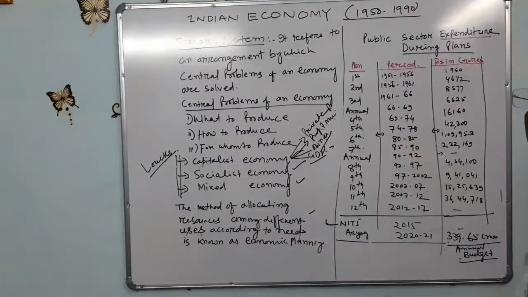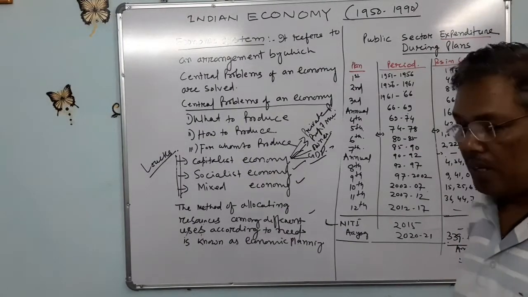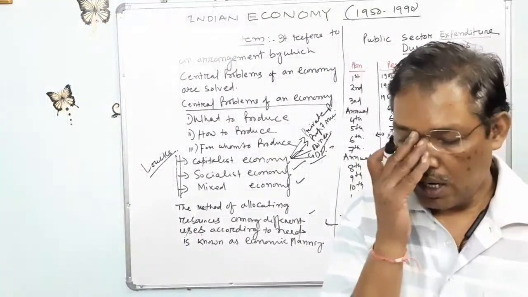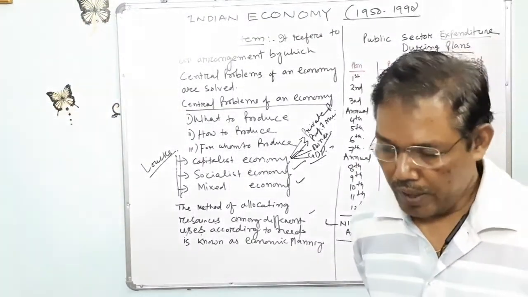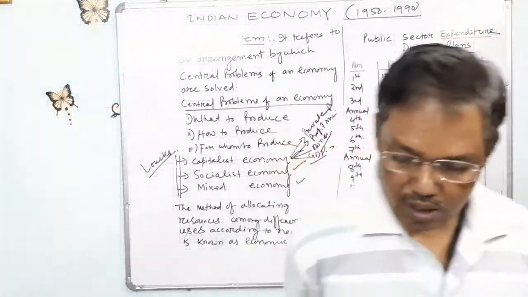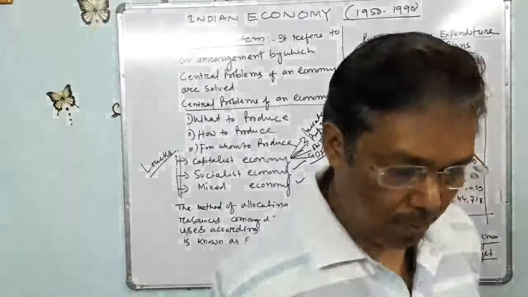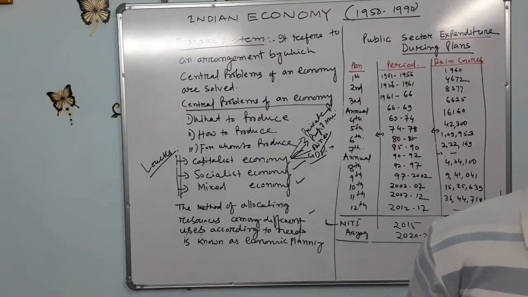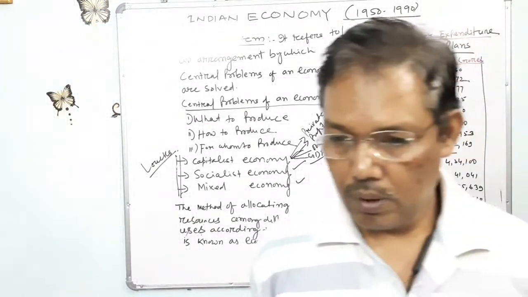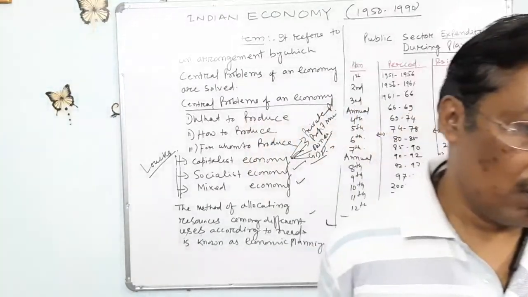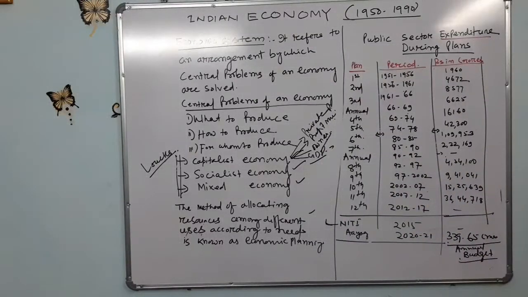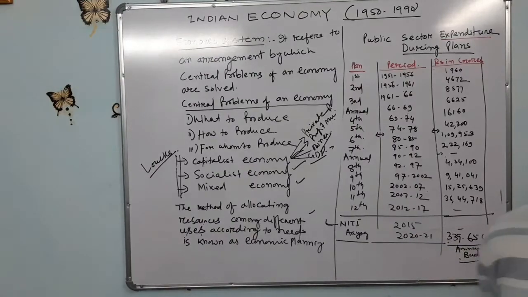The Planning Commission was established in the year 1950. The Prime Minister is the chairman of the Planning Commission. But here I want to say one thing. Whenever we implemented the 12th five-year plan, during Prime Minister Narendra Modi's time, the period being 2012 to 2017, we changed it to the Niti Aayog, National Institution for Transforming India. The Niti Aayog was established in the year 2015.